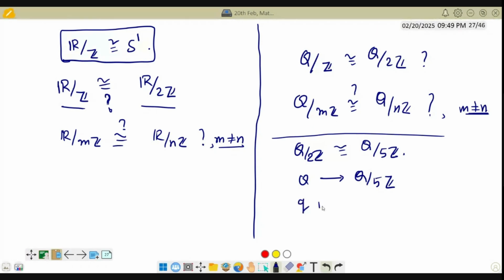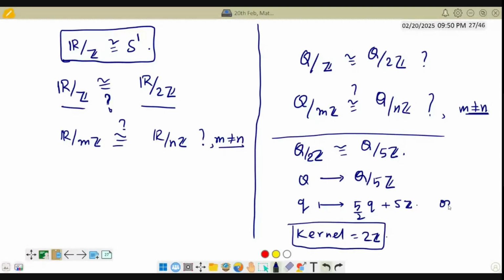Take any rational and send it to its class. The zero elements here are the multiples of 5, and any element looks like some q plus 5Z. You want the kernel to be 2Z, so you need to scale it. Just put 5 by 2. Check that the kernel is 2Z, because multiples of 2 will give you multiples of 5, which lie inside 5Z, so they give you zero elements. So the kernel is 2Z. Is it clear?